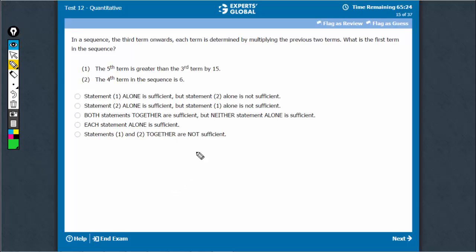So we know that T3 is equal to T2 into T1, T4 is equal to T3 into T2. Similarly, T5 is equal to T4 into T3. The question is asking what is the first term. Question is asking the value of T1.